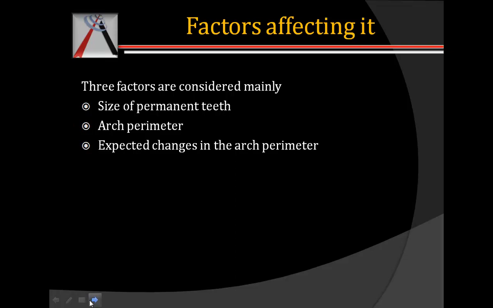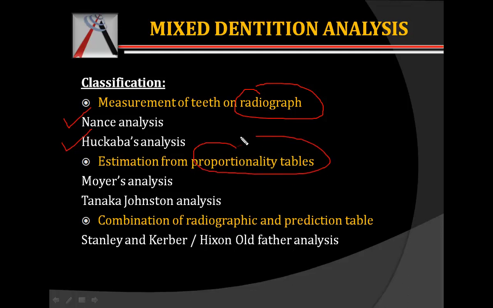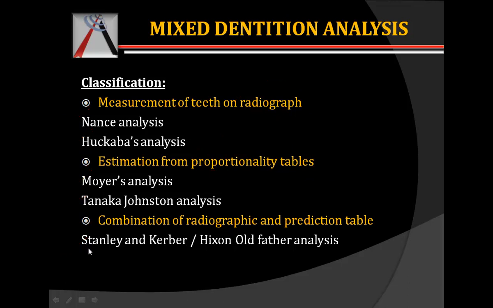Let's get into the details of the model analysis. The first is the mixed dentition analysis, which is classified on the basis of radiograph, which may be Nance analysis and Hookawase analysis; proportionality tables, Moyer's analysis and Tanaka-Johnson's analysis; and a combination of both, which is your Staley and Kerber and Hixon-Oldfather analysis.